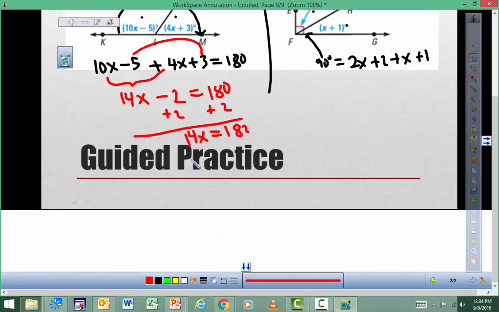And just like that, I can slide down further. And divide by 14 here and divide by 14 here. And I think we get x is equal to 13. So 14 goes into 182, I think we get 13.